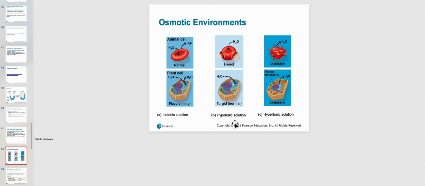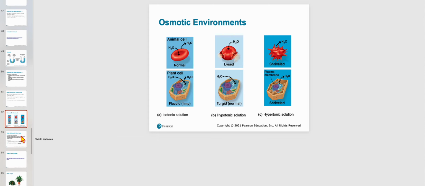Then we have, similar to us, shriveled again for hypertonic, when the plant is now having a problem with too much water leaving. When too much water leaves the plant, then that's going to shrivel up as well. So we see that story there. Okay? So make sure you're understanding this picture. Sometimes flashcards come in handy here.